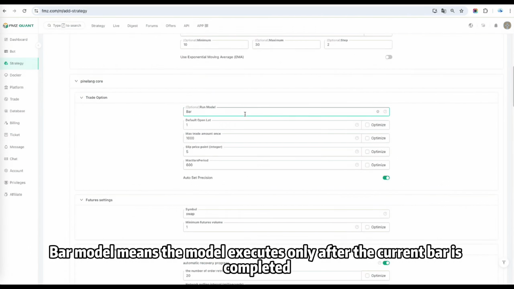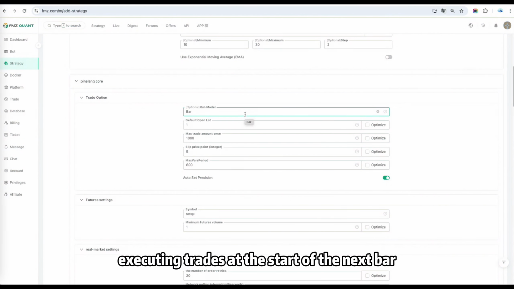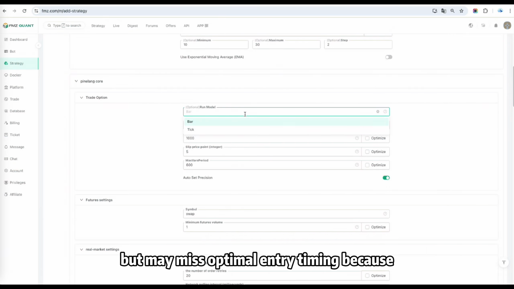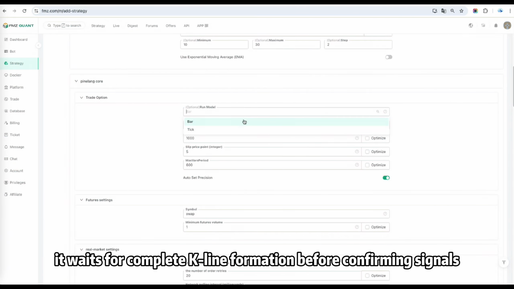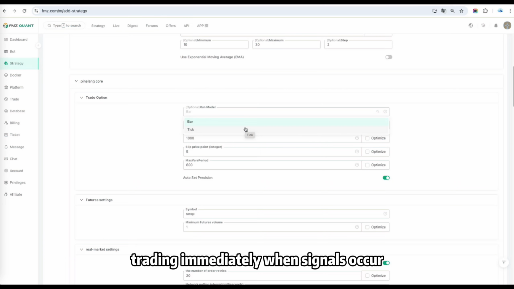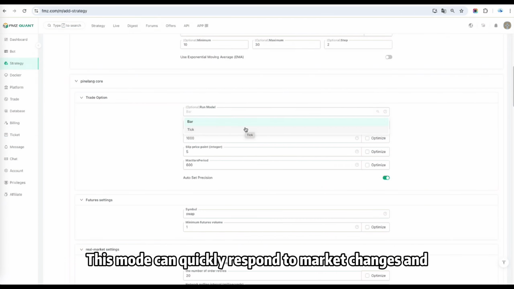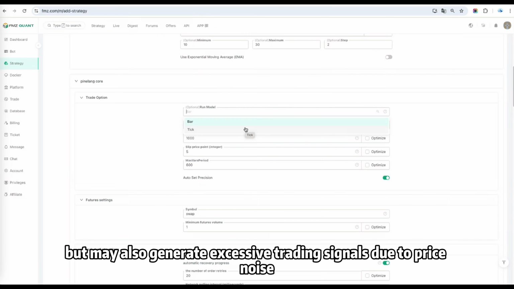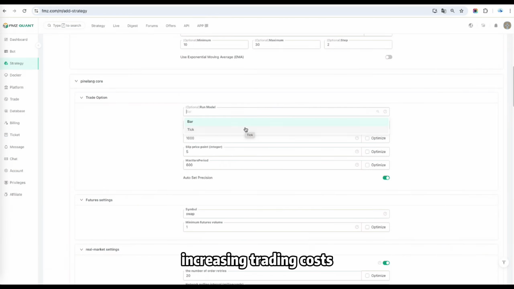Bar model means the model executes only after the current bar is completed, executing trades at the start of the next bar. This mode is characterized by stable signals, avoiding interference from price fluctuations within K-lines, but may miss optimal entry timing because it waits for complete K-line formation before confirming signals. Tick model means the model executes once for every price change, trading immediately when signals occur. This mode can quickly respond to market changes and capture trading opportunities timely, but may also generate excessive trading signals due to price noise, increasing trading costs.